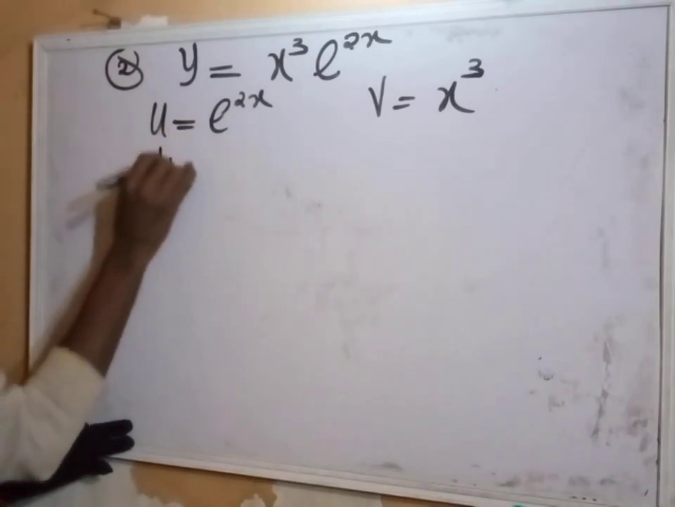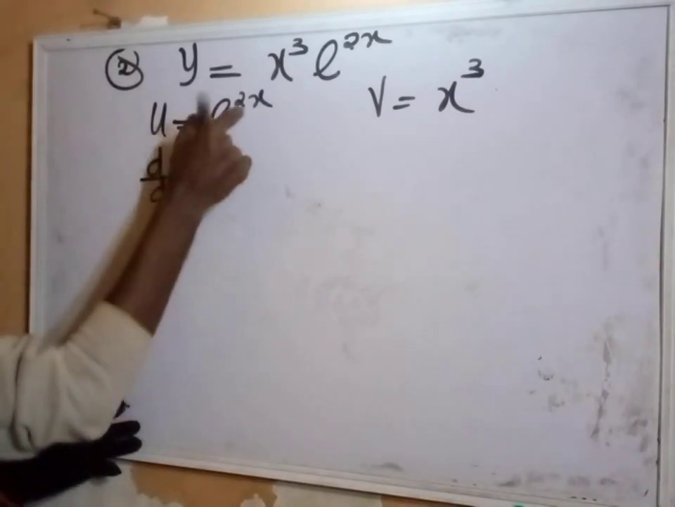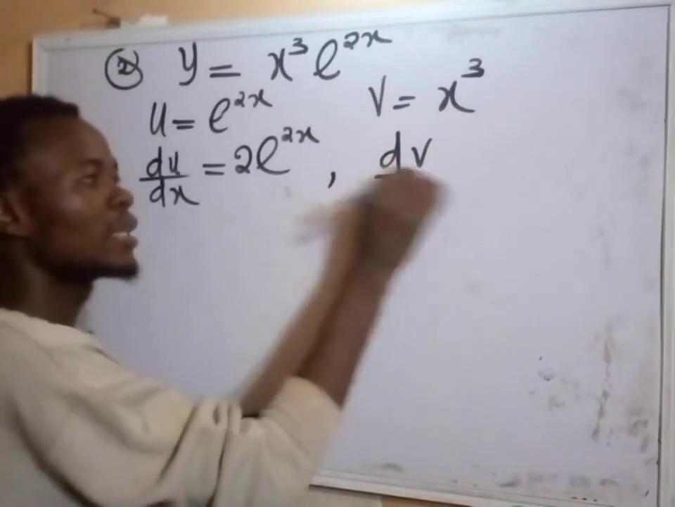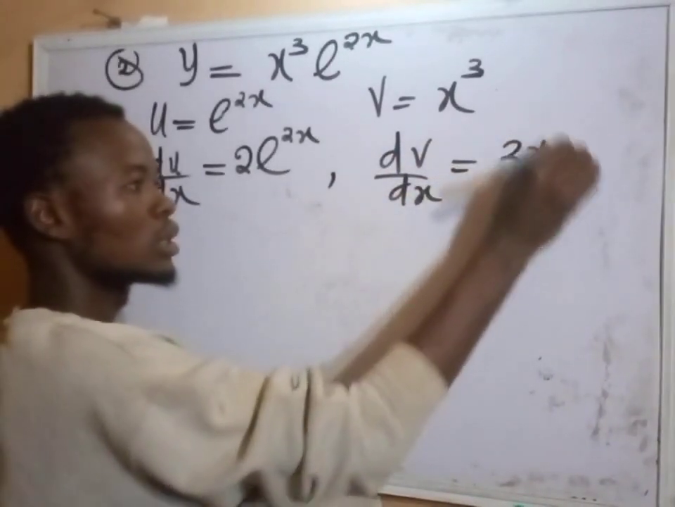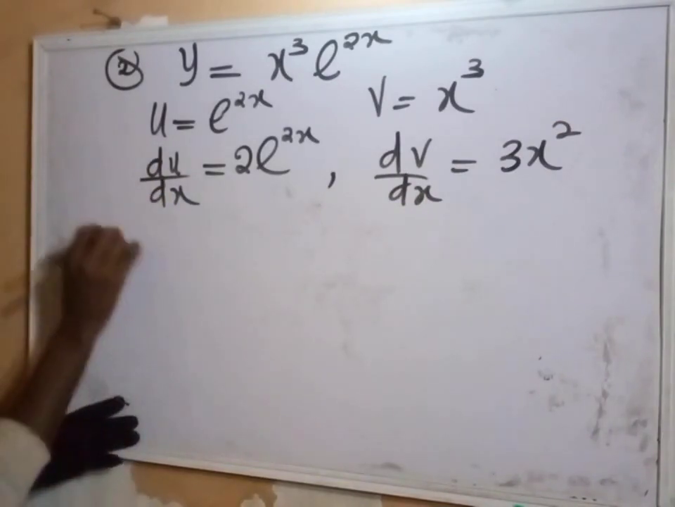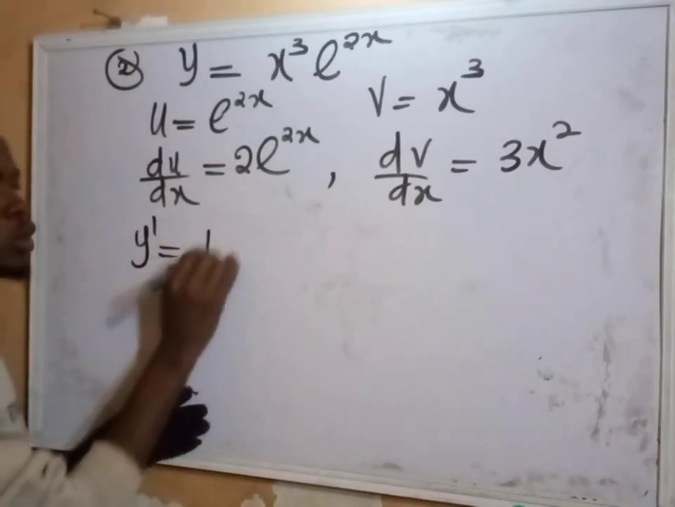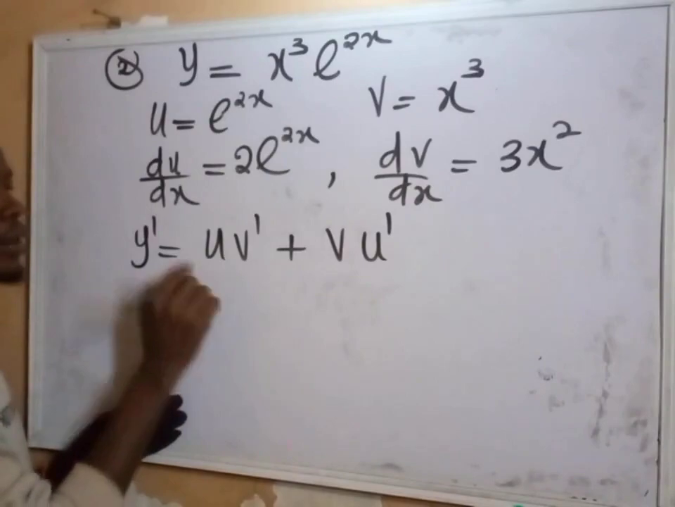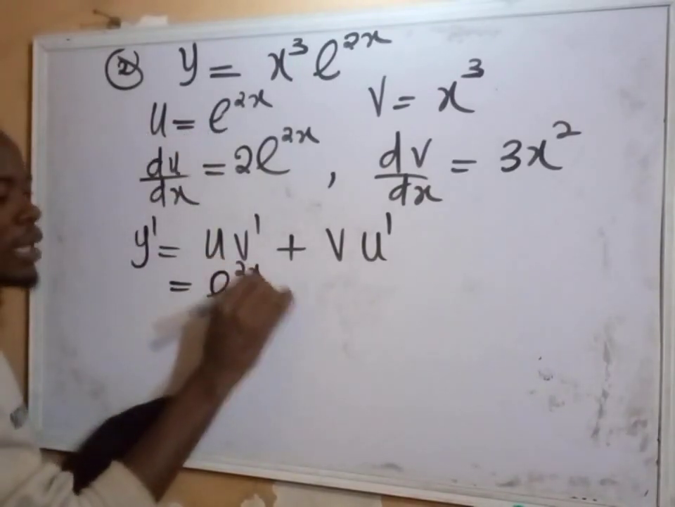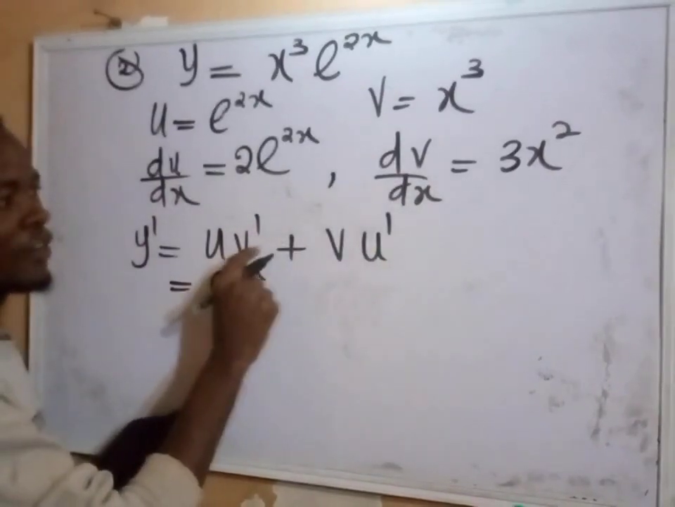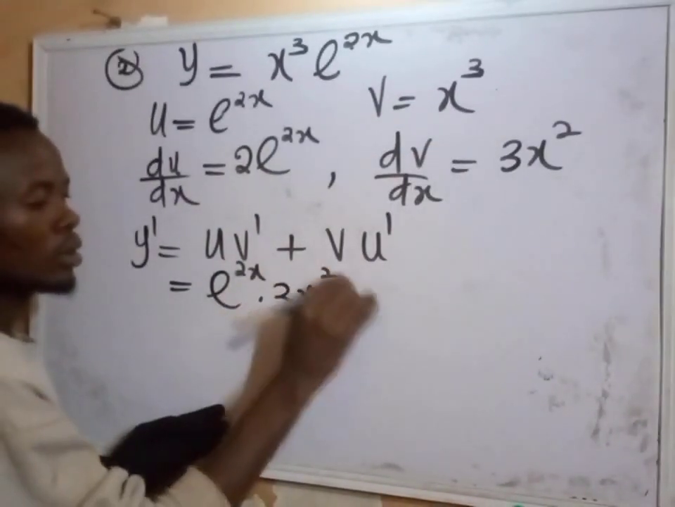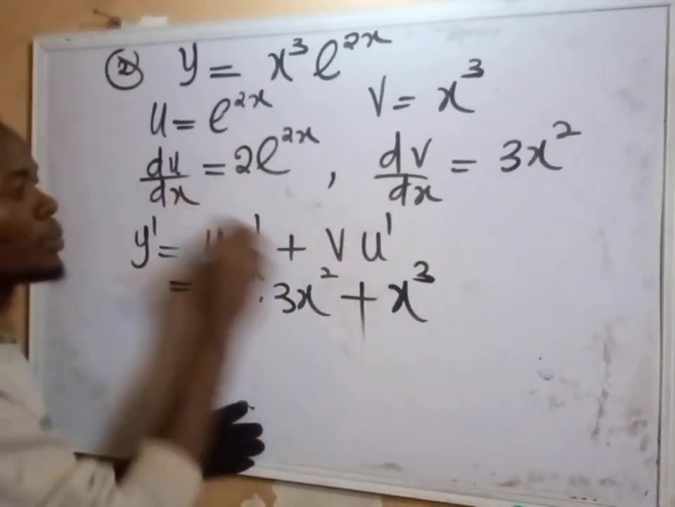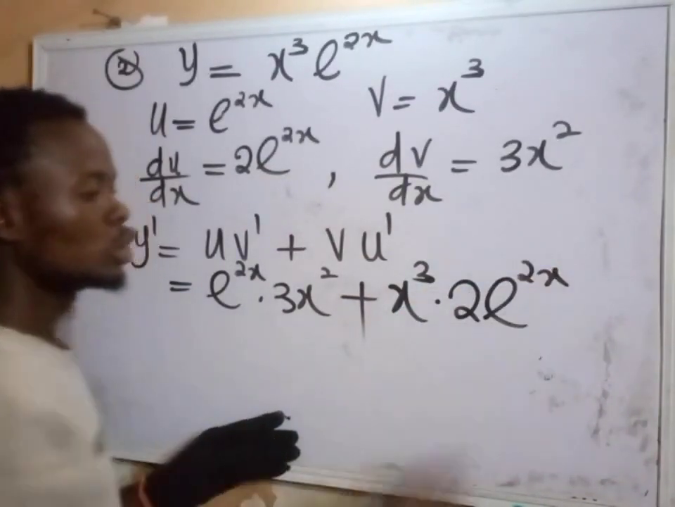Okay, we differentiate this: u prime equals, we take this thing back, 2 exponential 2x, then v prime equals 3x squared. Okay, by the formula, y prime equals u v prime plus v u prime. So what is our u? u is exponential of 2x, and what is our v prime? v prime is 3x squared, plus, so we have v as well. The v here is x raised to the power 3. Then the u prime is 2 exponential of 2x.